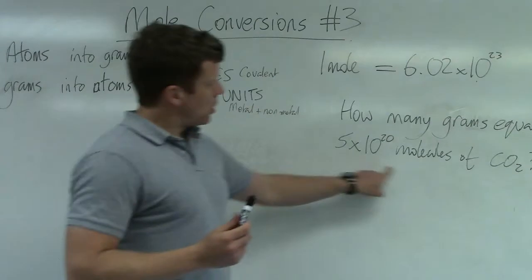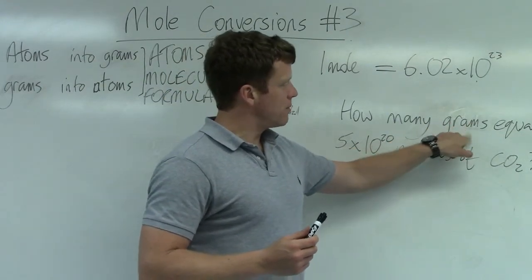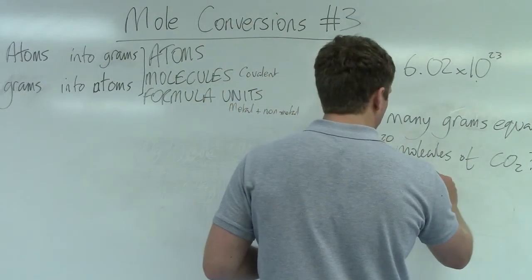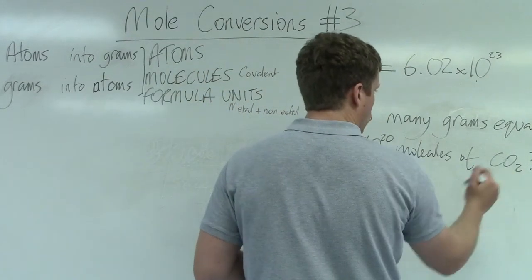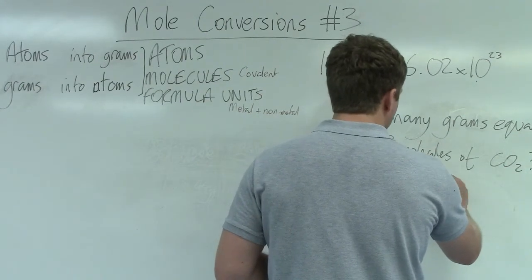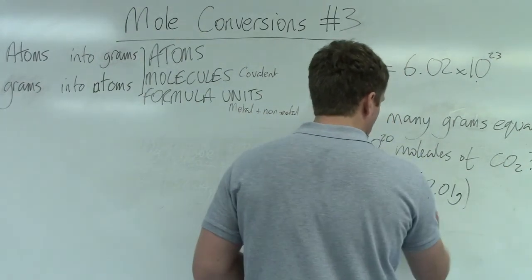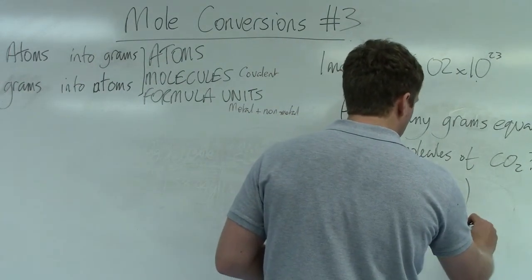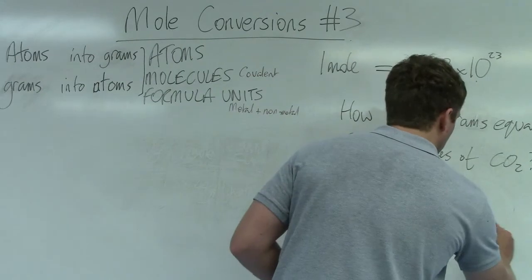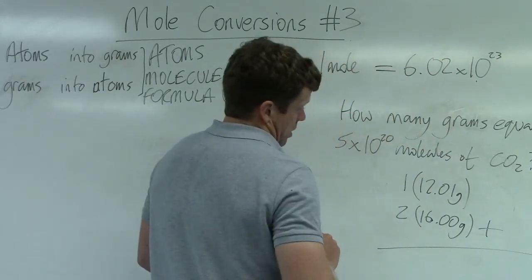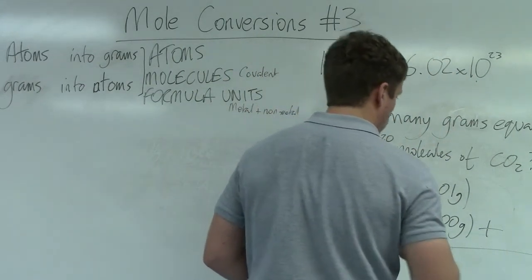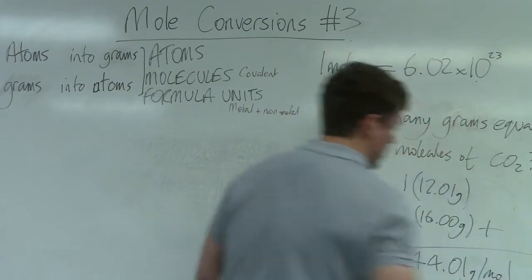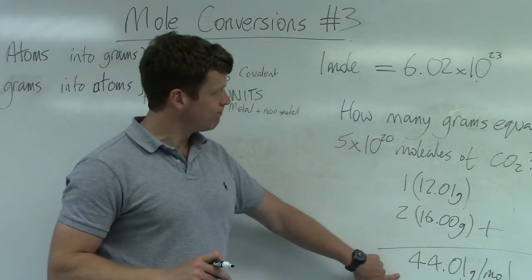So now we have a number of molecules and we're going to change that into a number of grams, and it's carbon dioxide this time. So step one is to calculate the mass of 1 mole of carbon dioxide. So carbon is 12.01 grams, 2 oxygens, that would give us 16 grams times 2, so that's going to be 44.01. So that's the mass of 1 mole of CO2.